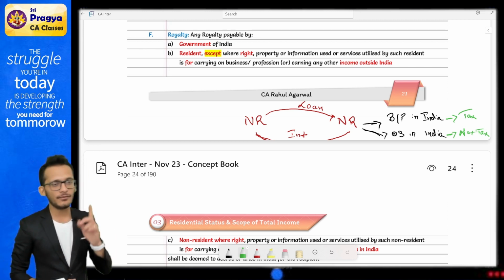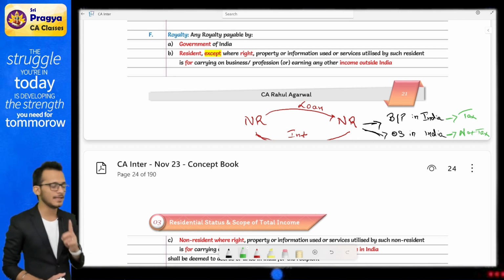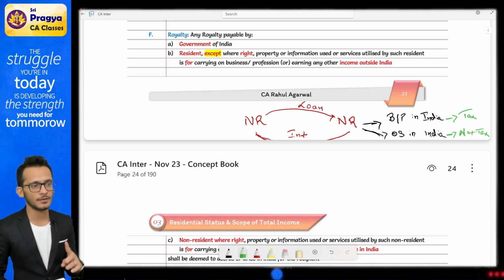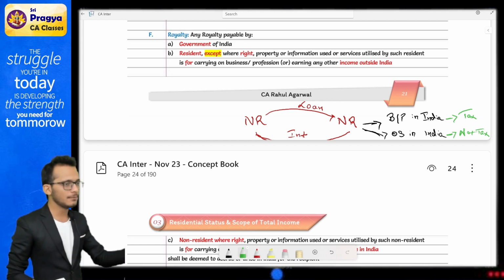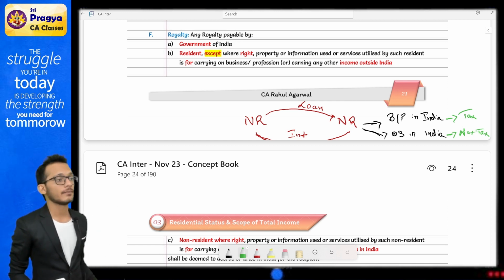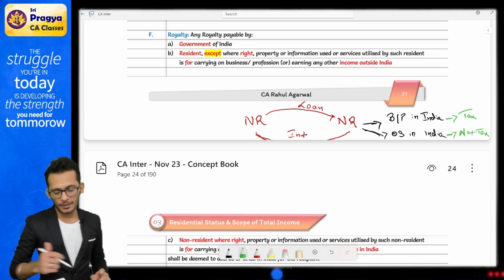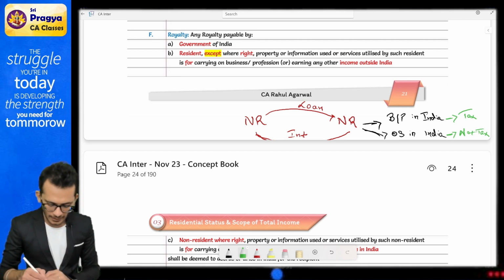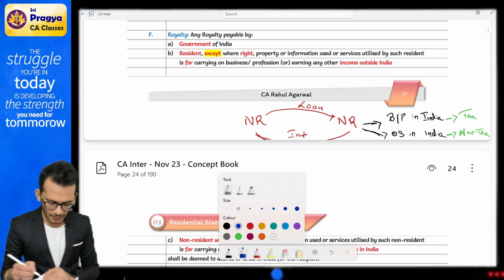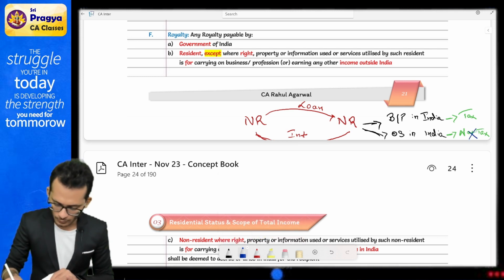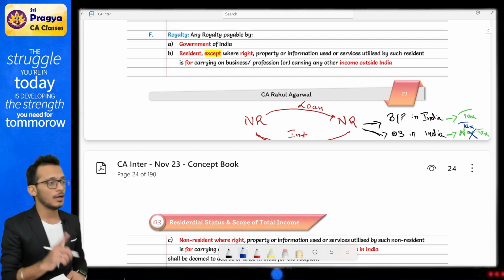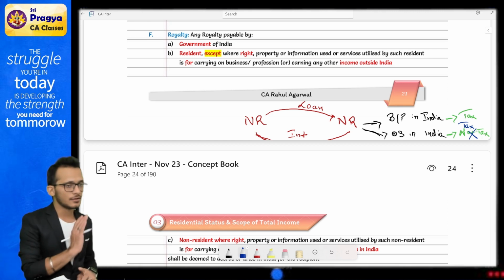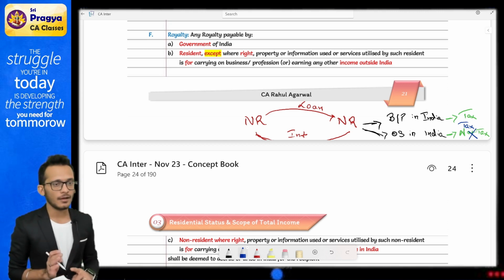Yes. One of the very famous questions from ICA exam perspective. Please be extremely careful about this. Understand the business and profession part. Now, at the same time, if the same scenario was for royalty or FTS, then in that case, I will not care whether you are using it for business or for profession. This would have also become taxable. This would have become taxable only if it was royalty or FTS. If it is interest, it is not taxable.